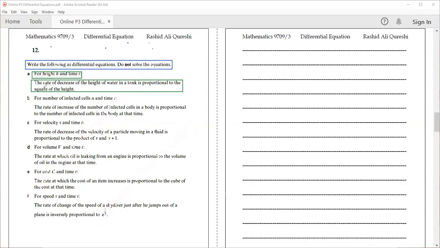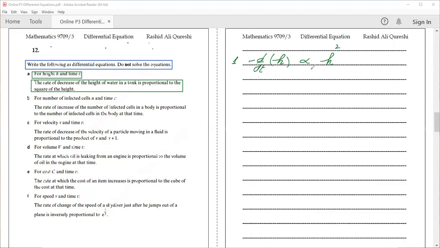So what information are we getting? Rate of decrease of height means rate of decrease of H. And as I said, whenever you have the word rate, this means you have to write d by dt of. That stands for the rate of decrease, minus sign, of height. Height is denoted by small letter h according to the question. In a tank, is proportional. This sign stands for proportional to the square of height. Square of height means h square. So that is the relation.